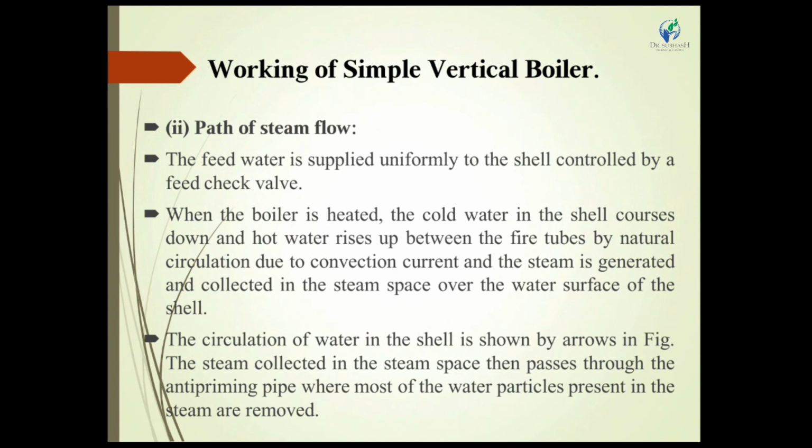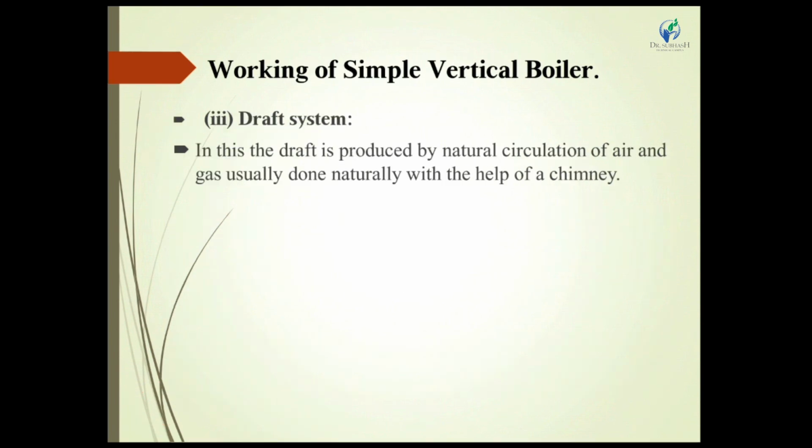The circulation of the water in the shell is shown by the arrows in the figure. The steam collected in the steam space then passes through the anti-priming pipe. The main function of the anti-priming pipe is to remove water particles, so that completely dry steam goes out from the anti-priming pipe. It separates the water particles and steam.